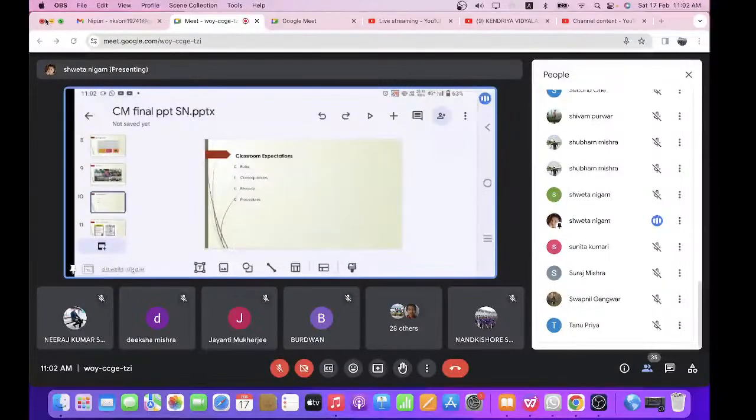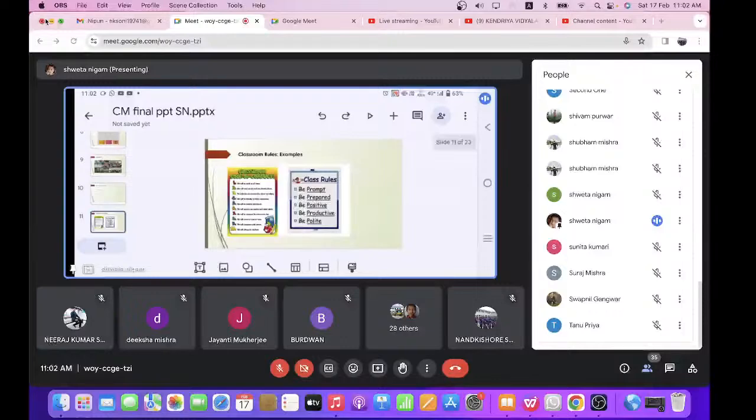Now, what are the classroom expectations? These are some rules, consequences, rewards, and procedures. By creating rules and procedures in the classroom, a teacher will be more able to manage the class in a positive way. Here are some examples of classroom rules. These are like a classroom code of conduct, how the students behave in the classroom, how they maintain the decorum of the classroom, and the discipline they should follow in the classroom.